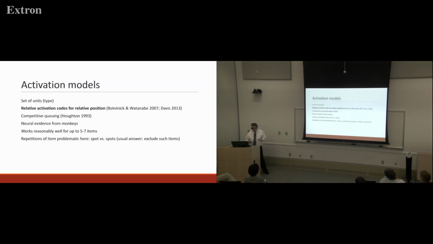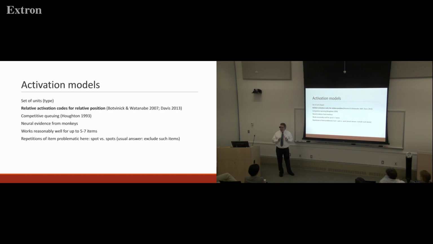There are other models out there. So another major series of models in psychology are called activation models. In this case, the relative activation codes for relative position. So if you have more activation, you're closer to the beginning. Or if you have more activation, you're closer to the end. You can do it either way. This is also known as competitive cueing. There is neural evidence for such codes in monkeys for hand motions in monkeys, where they're trained on. This is recent evidence in the past 2 or 3 years.